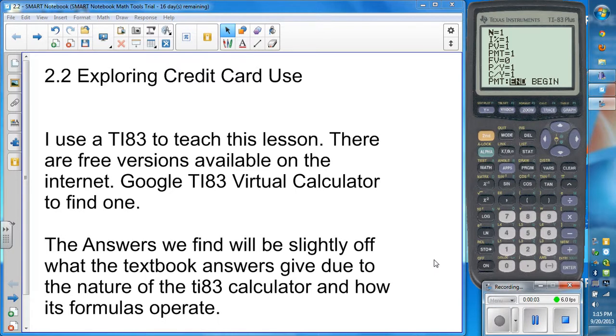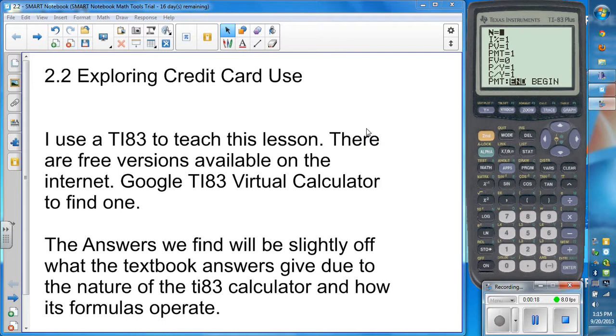2.2 is entitled Exploring Credit Card Use. So I'm going to use a TI-83 to teach this lesson. Here's my fantastic TI-83 over here. There are free versions available on the internet. You can Google TI-83 virtual calculator to find one.